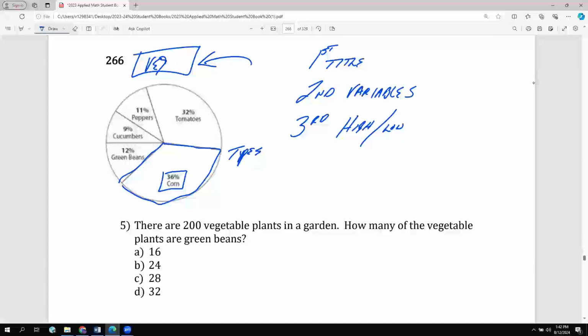I'd say, okay, what's my low? Well, the lowest thing I see here is cucumbers at 9%. So, exactly. Those are my high and my low numbers or quantities. Okay. All right, you ready?